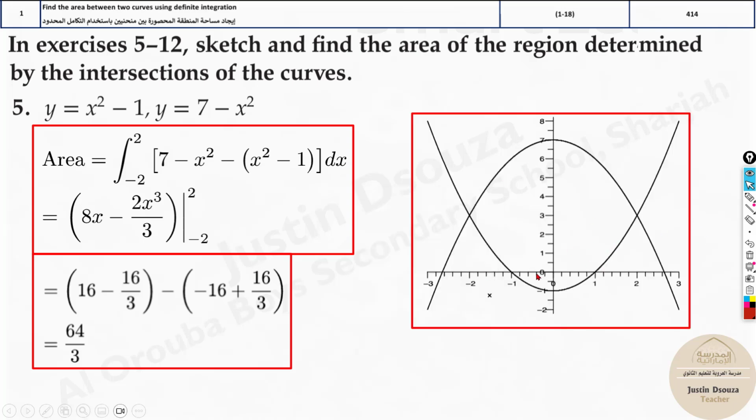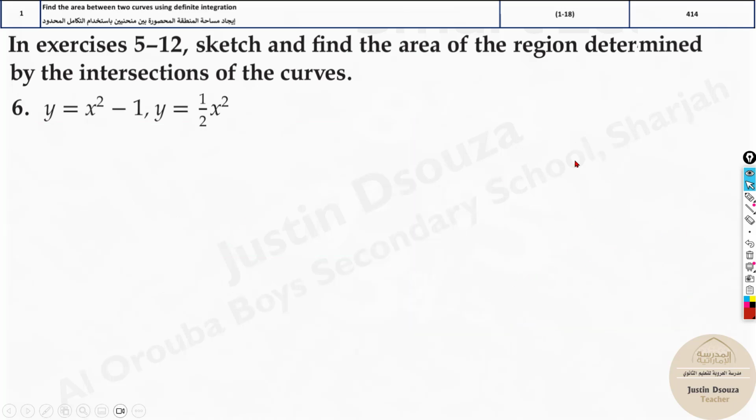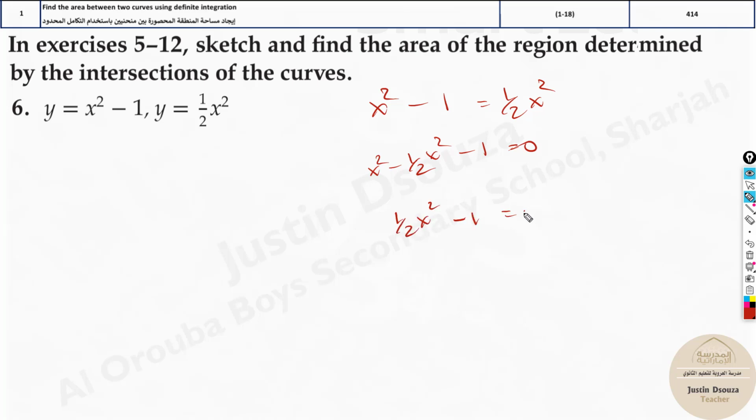This is the graph if you want to know. Now here as well, it's a quadratic. It's very simple. I'll just tell you how we can solve it up. X squared minus 1 equals half x squared. Take this to the other side. It will be x squared minus half x squared minus 1 equals 0. This will be half x squared minus 1 equals 0, or it is 0.5 x squared minus 1 equals 0.